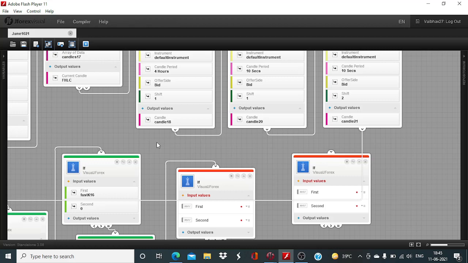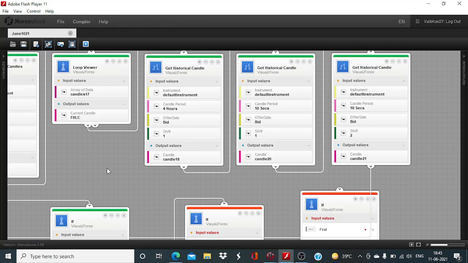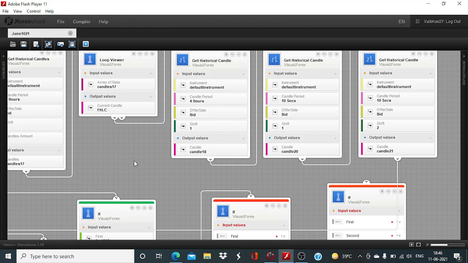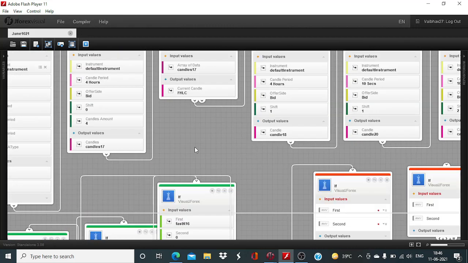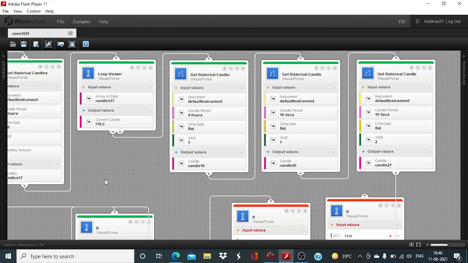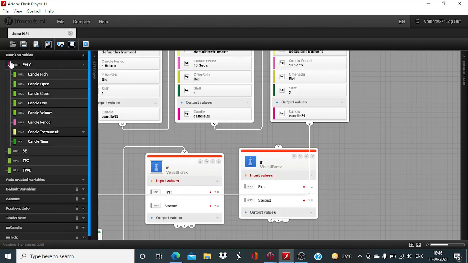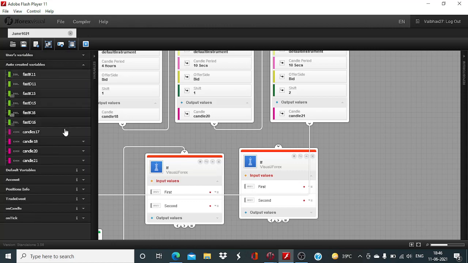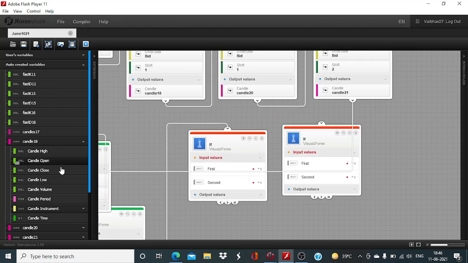The last 4 hourly candle should have its closing value below the opening value. No, not below, above. The closing value should be above the opening value. That means there was a price rise. So we need to consider the candle 18 closing and opening value. Candle 18 is the last 4 hourly candle.